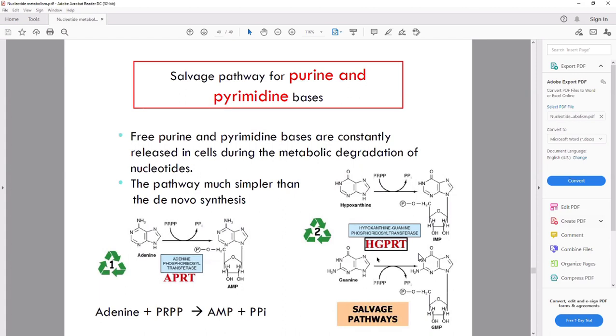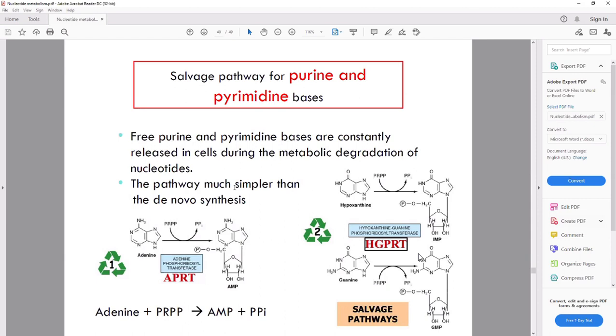Now we move to the salvage pathway. So what is the salvage pathway? Basically, it's a recycle pathway. It reutilizes the degradation products of purine and pyrimidine to synthesize new purine and pyrimidine. The pathway is much simpler than de novo synthesis. So what is the importance of having the salvage pathway?